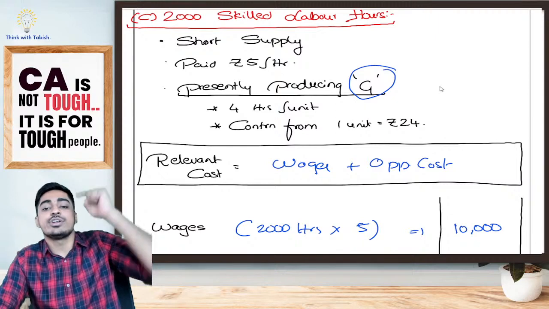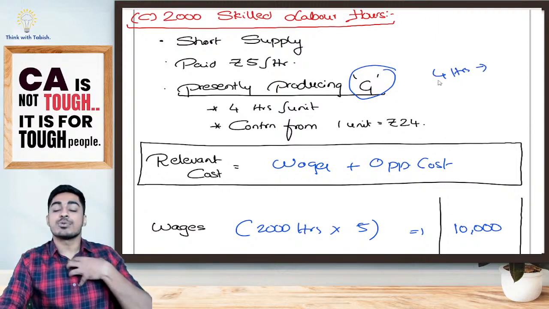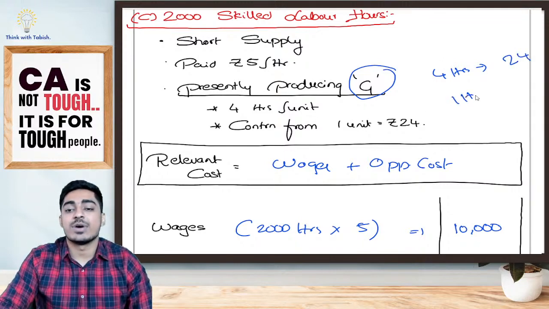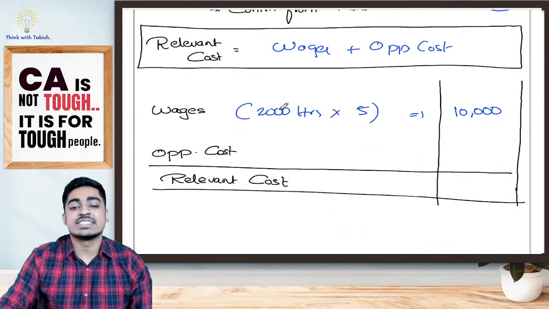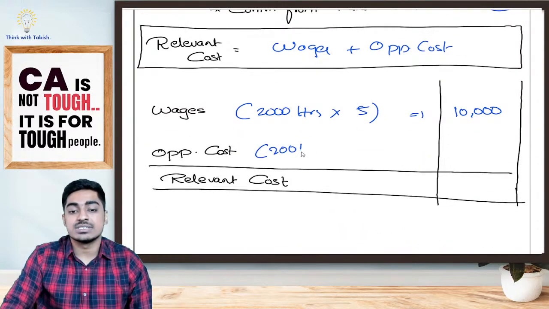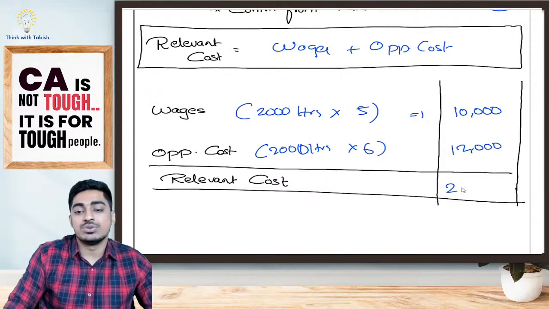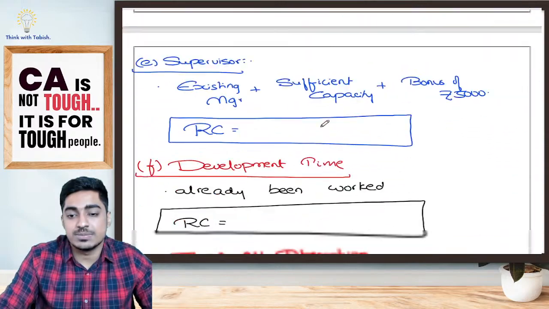To produce 1 unit of product G, it takes 4 hours. So if our employees work for 4 hours, they get a contribution of 24 rupees. That is, for 1 hour, they get a contribution of 24 divided by 4, 6 rupees per hour. So they are sacrificing 2000 hours for us. 2000 hours into 6 per hour is the opportunity cost, 12,000. So total cost is 22,000. The relevant cost of labor is 22,000.